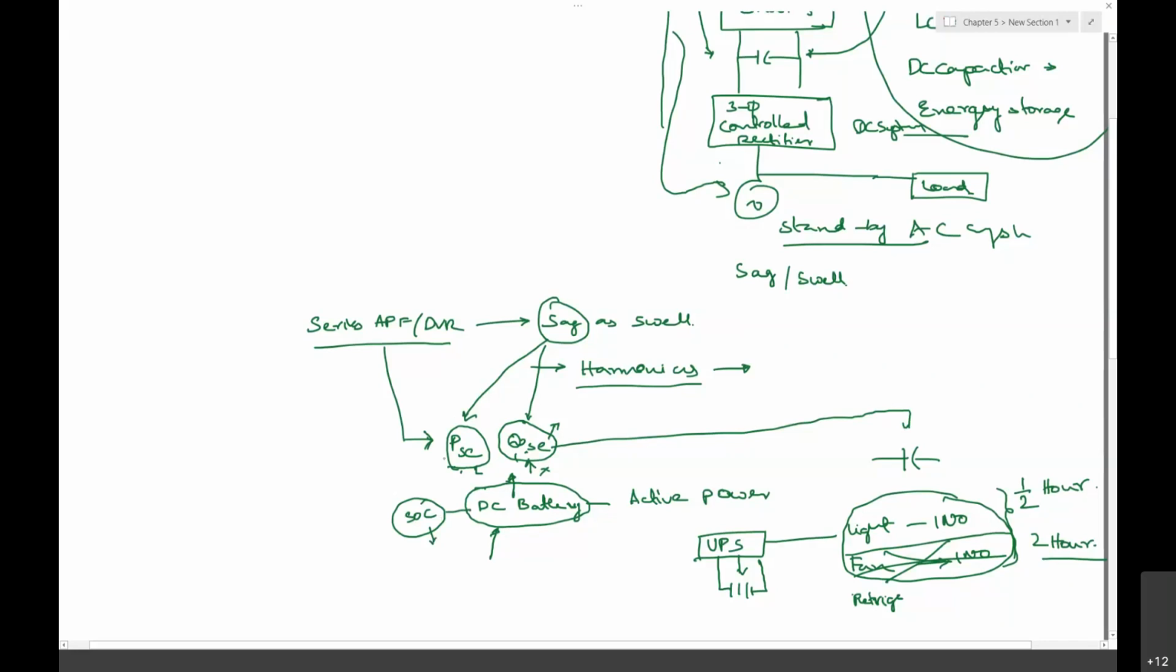The only possibility is that once you inject the real power, the DC battery is going to dry out. That's the example I have given with respect to the UPS, light and the fan. If you are injecting the power to a system, then the DC battery is going to dry out at a faster rate. What is the point here?